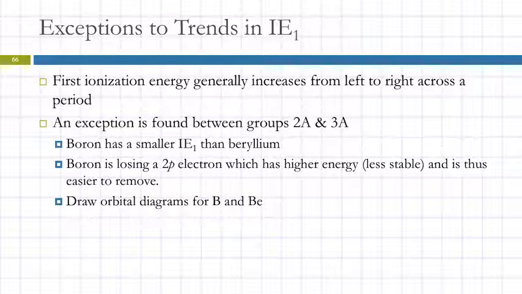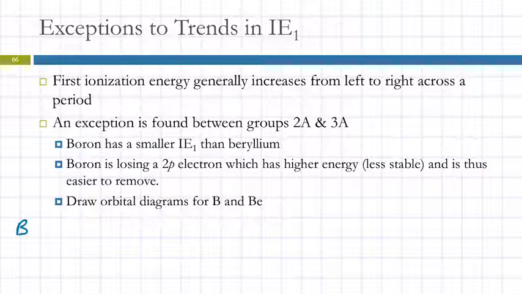Then, of course, there have to be exceptions, right? So, in general, the ionization energy increases from left to right. But we see an exception between groups 2A and 3A. You see, the boron has a smaller first ionization energy than beryllium, and this bucks the trend. The reason for this is that boron is losing a 2p electron that is higher in energy, therefore less stable, and easier to remove. Beryllium's losing an s electron. So let's look at the orbital diagrams for boron and beryllium.